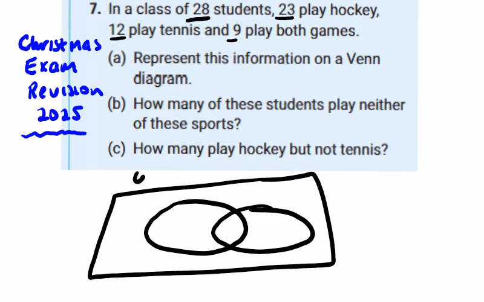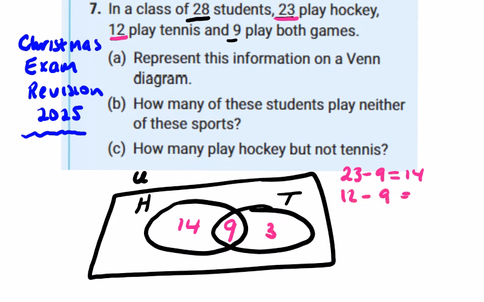So let's set up our two sets and our universal set. So we have a U for universal. We have hockey and tennis, so H and T, and then we fill in information to the best of our ability and see where we're left. So 9 play both, we can definitely put 9 in. 23 play hockey, so 23 minus 9 is 14. And you can see now in hockey we have 14 and 9, which is 23. 12 play tennis, so you should see that there's 3 in here, so 12 minus 9 is the 3.